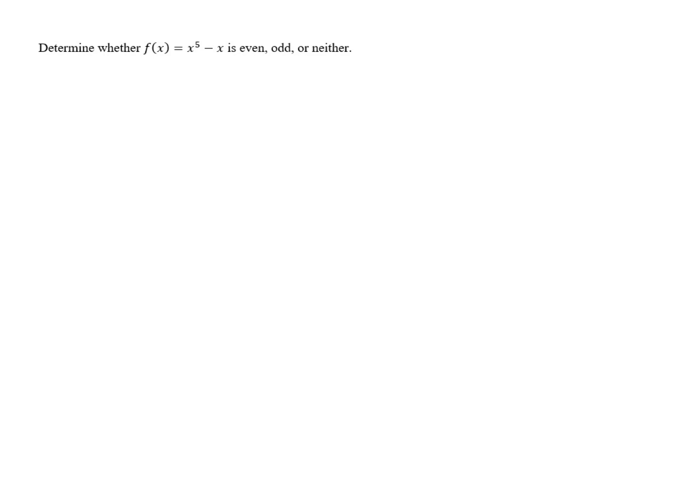Remember that if we have an even function, what that means is that f of negative x is equal to f of x. That's what gives us that symmetry across the y-axis. For an odd function, we have f of negative x equals negative f of x. And of course, I'm saying negative as a shortcut.